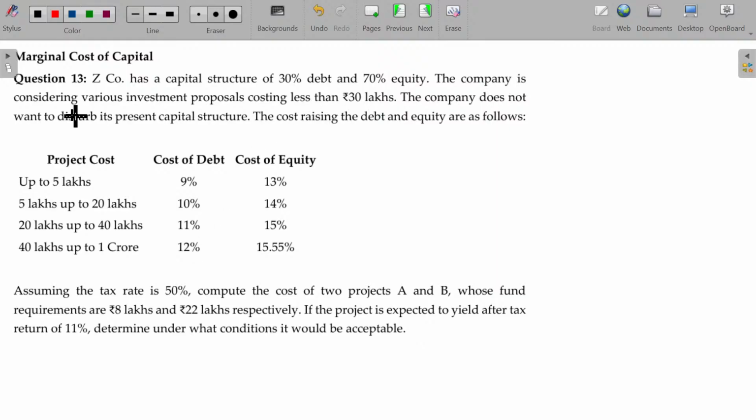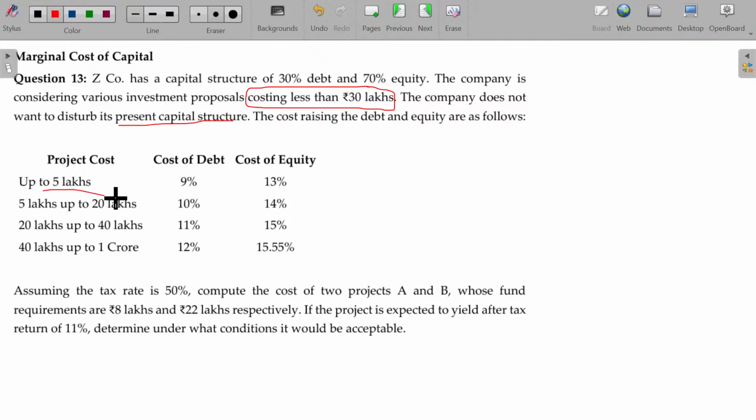the company is considering various investment proposals costing less than 30 lakhs. They have n number of projects, and those projects cost only 30 lakhs. It means I have to raise another 30 lakhs to fund this. The company does not want to disturb its present capital structure. For every 1 rupee of capital, 30% should be debt and 70% should be equity. The costs of raising the debt and equity are as follows.